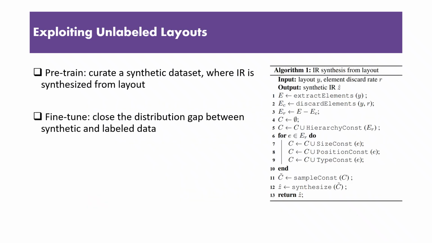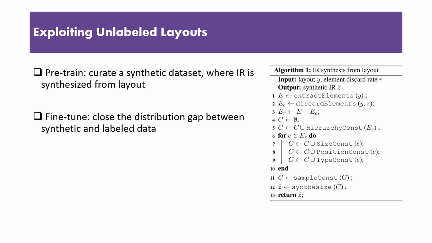Graphic layouts are easily accessible in the wild. Though they do not have corresponding textual descriptions, their wealthy layout patterns are tremendously helpful for acquiring layout generation skills. Therefore, we attempt to pre-train the layout generation model with large-scale unlabeled layouts, and then fine-tune it with labeled data. Specifically, for pre-training, we curate a synthetic dataset from unlabeled layouts, where IR is synthesized from layout, and we use it to pre-train the place stage.